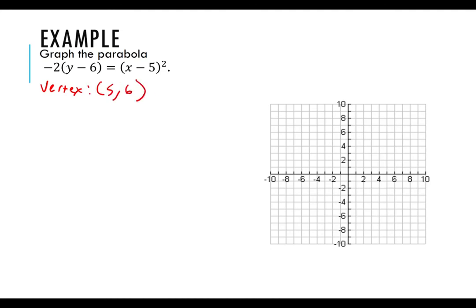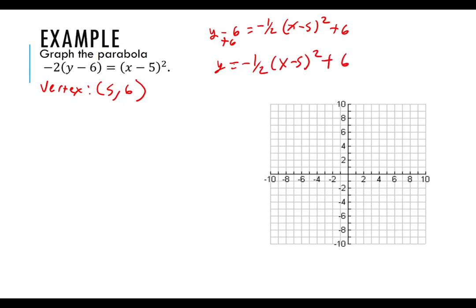But then I'm going to adjust this and just plug in some values, or at least observe and see if I can think of some nice values. And so if I divide by negative 2, this is going to be y minus 6 is equal to negative 1/2 times (x minus 5) quantity squared. And then I'm going to add 6, y is equal to negative 1/2 times (x minus 5) quantity squared plus 6.